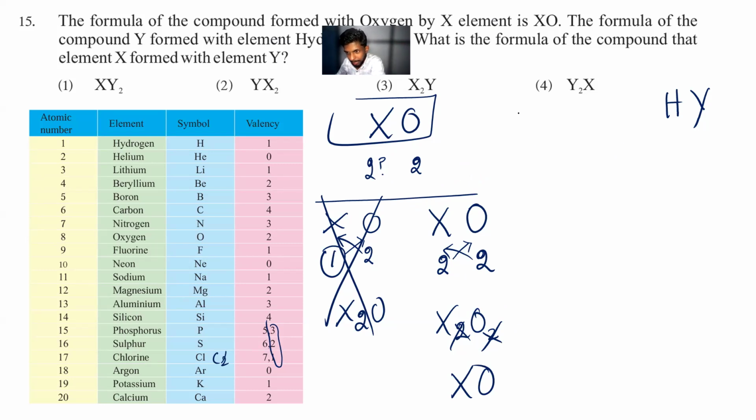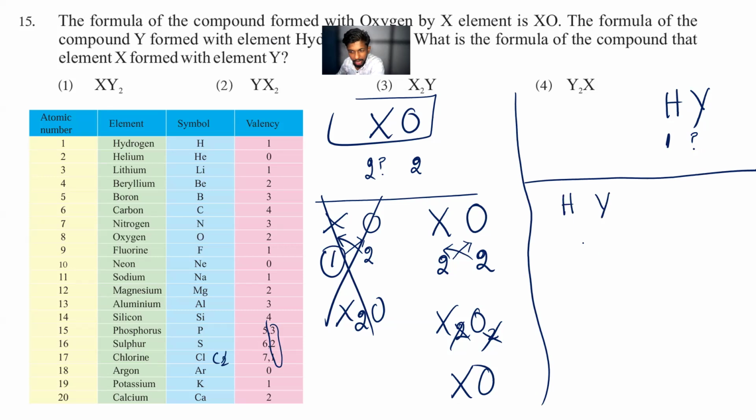We'll move to the next part regarding the HY. Here, the same procedure will be followed. For the hydrogen, we know the valency, that is 1. But for the Y, we don't know the number, right? So we'll put 1 by 1. First of all, we'll put 1, then after that 2, then after that 3. Until we get the answer, we want to put like that.